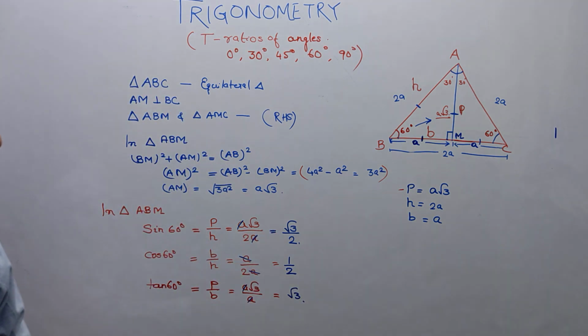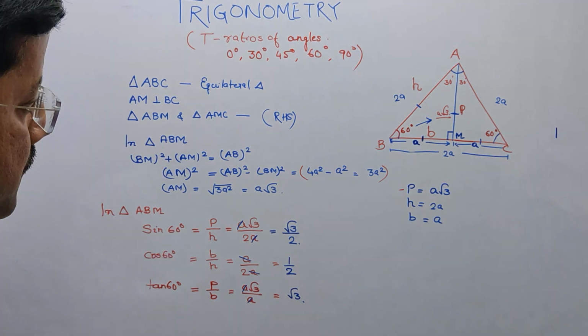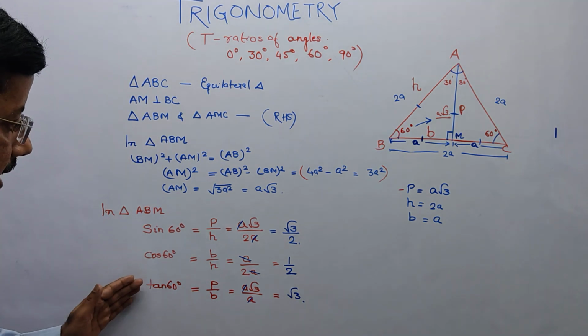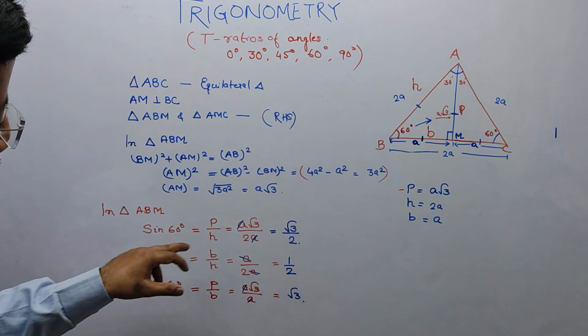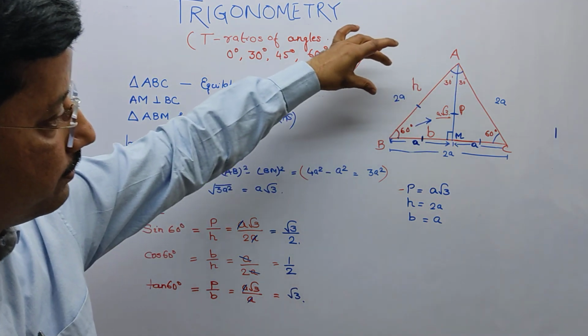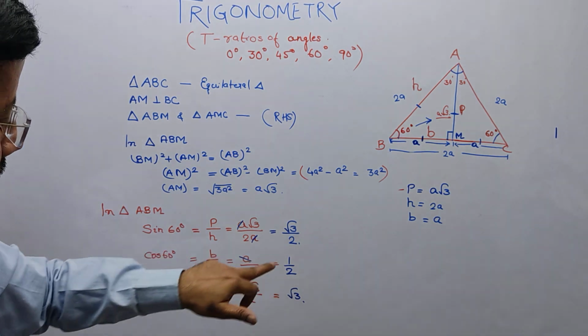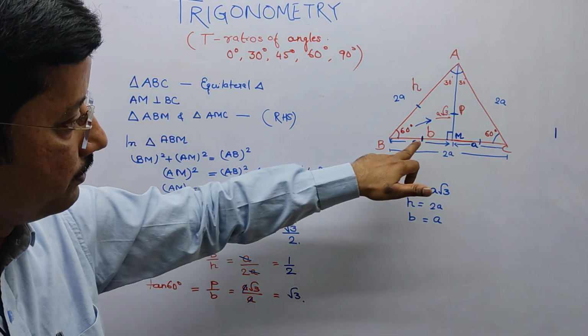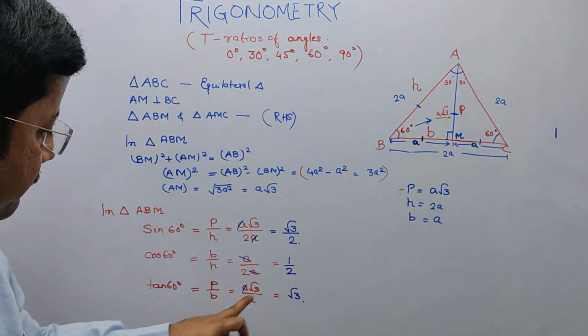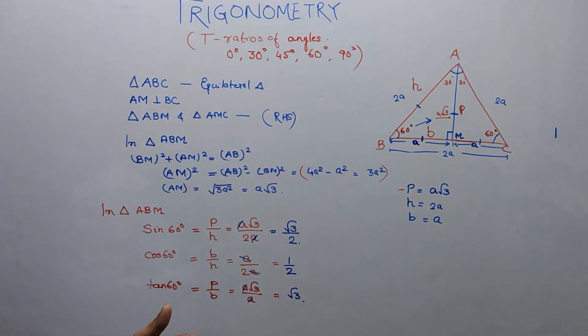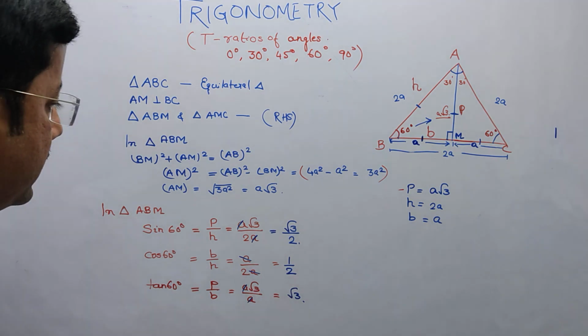So these are the trigonometric ratios for the angle 60 degree, that is sine, cos and tan. When we say sine 60 degree, it means we have divided perpendicular and hypotenuse, then we got the value root 3 by 2. Cos 60, when we divided the base and the hypotenuse, we got 1 by 2, and tan 60, perpendicular by base, we got root 3. So these are the different trigonometric ratios for the angle 60 degree.